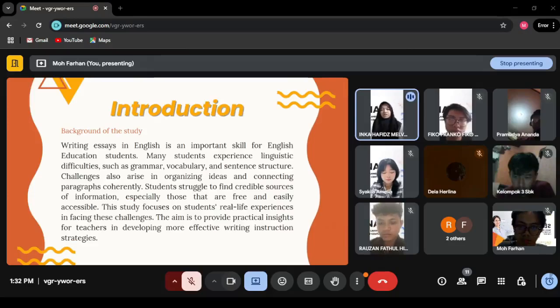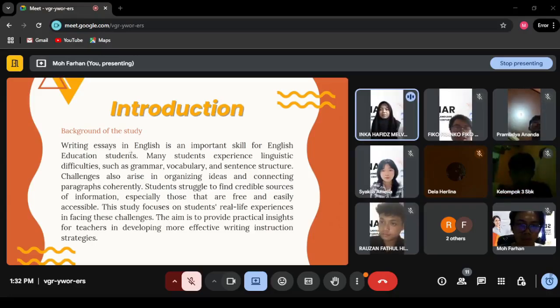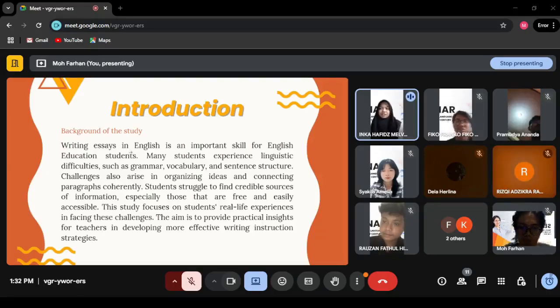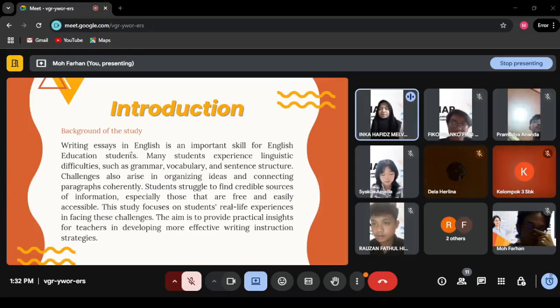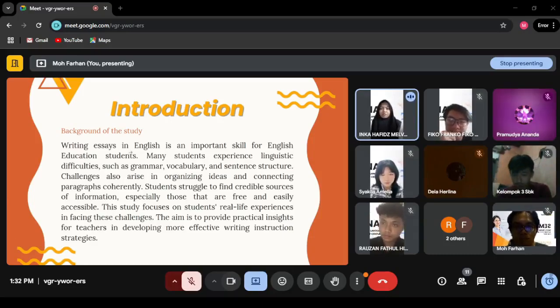First is the introduction, the background of the study. Writing essays in English is an important skill for English education students. Many students experience linguistic difficulties such as grammar, vocabulary, and sentence structure. Challenges also arise in organizing ideas and connecting paragraphs coherently. Students struggle to find credible sources of information, especially those that are free and easily accessible. This study focuses on students' real-life experiences in facing these challenges. The aim is to provide practical insight for teachers in developing more effective writing instruction strategies. Next slide.